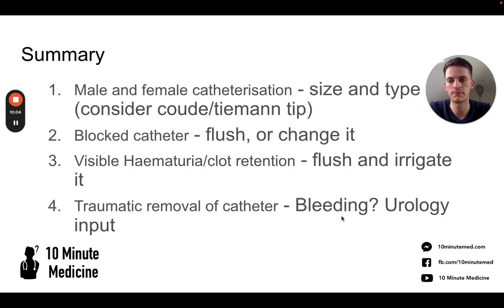So just to summarise, male and female catheterization, I've shown you some tips there. Consider the size and the type of catheter, and consider a Coude or Tiemann tip. If you've got a blocked catheter, flush it or change it. If there's visible haematuria or clot retention, you need to flush and irrigate the bladder. And if there's traumatic removal of the catheter and continual bleeding, you need urology input.